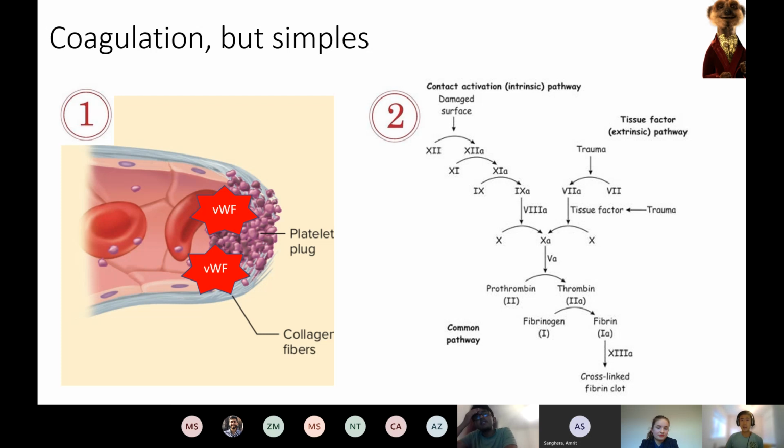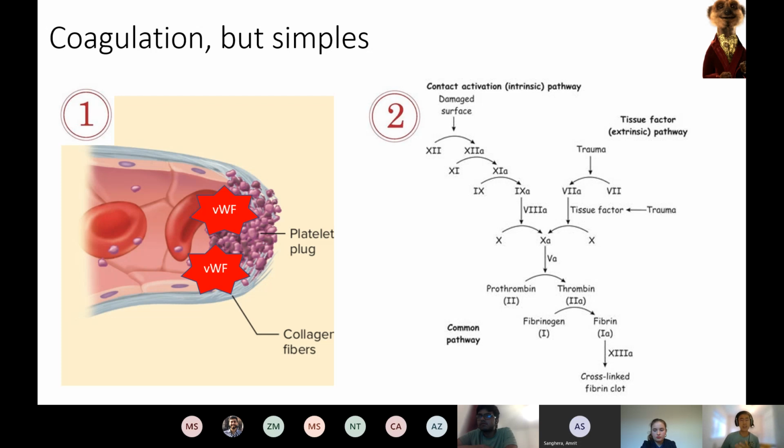So I've tried to break down coagulation into two simple stages. Stage one, when you have that initial cut, you form this platelet plug. Platelets bind with von Willebrand factor, they attach to the site of injury, and they sort of coalesce, and that plug stops the initial bleeding.